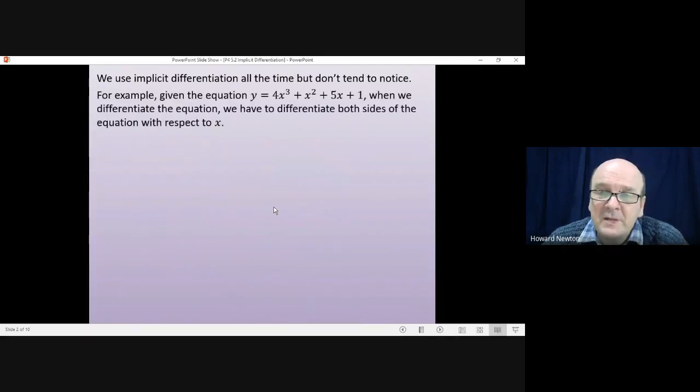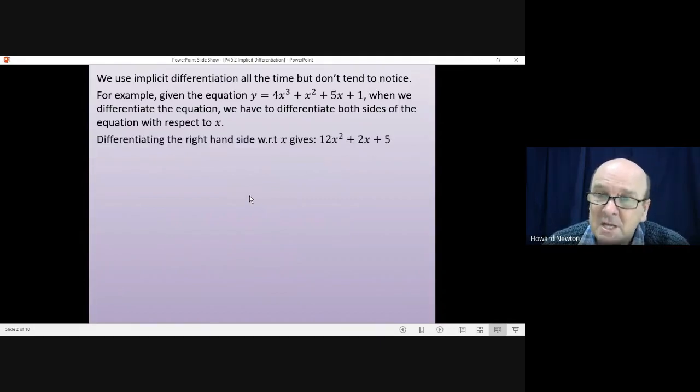For example, if you had the equation y equals 4x cubed plus x squared plus 5x plus 1, when we differentiate the equation, we actually have to differentiate both sides of the equation with respect to x. Differentiating the right-hand side is what you're very familiar with, and you'd get 12x squared plus 2x plus 5. But we also have to differentiate the left-hand side with respect to x.